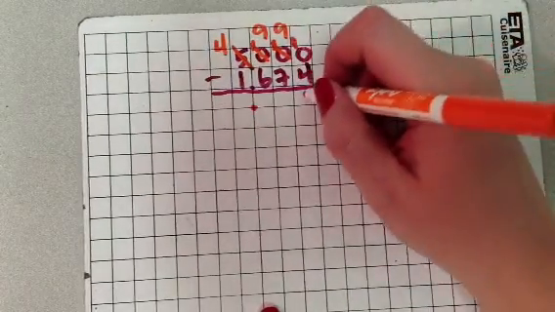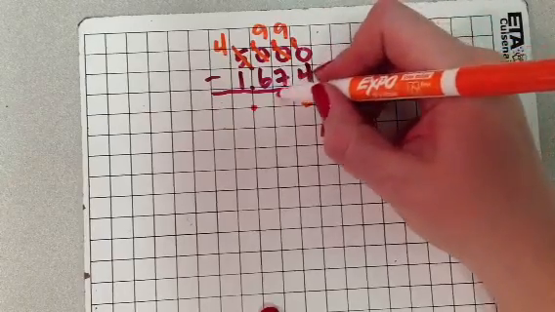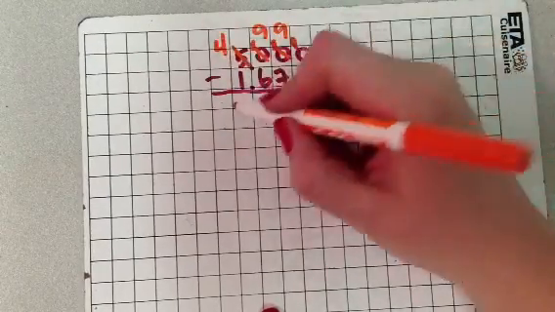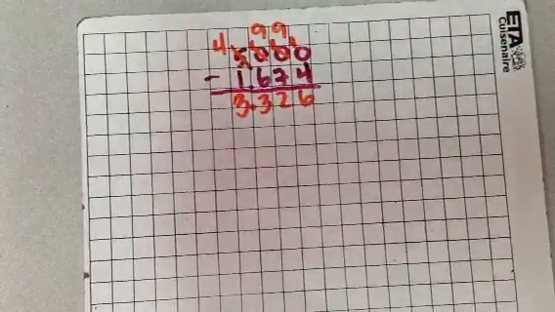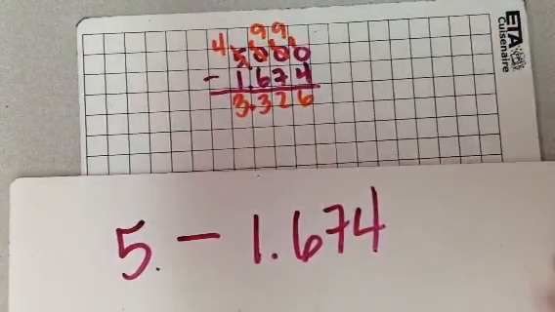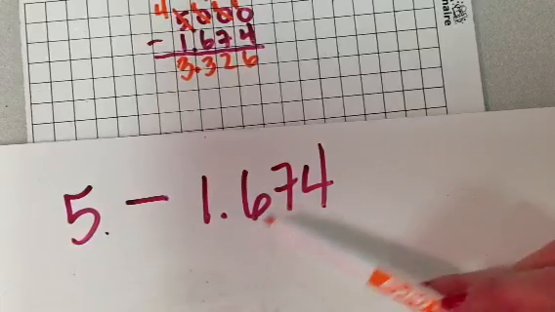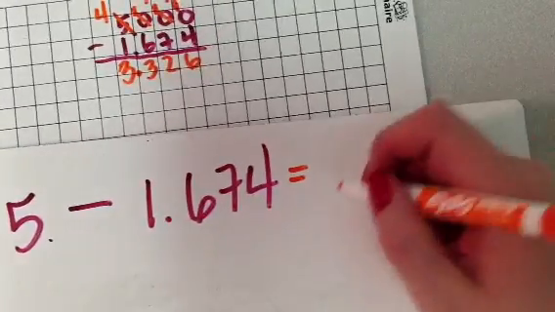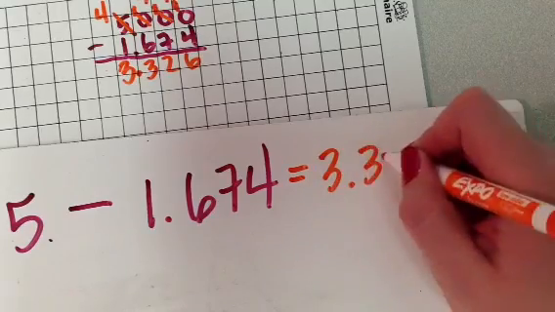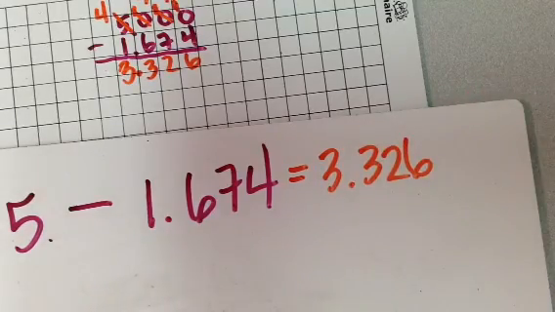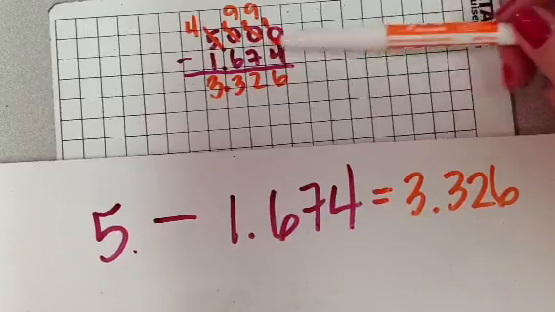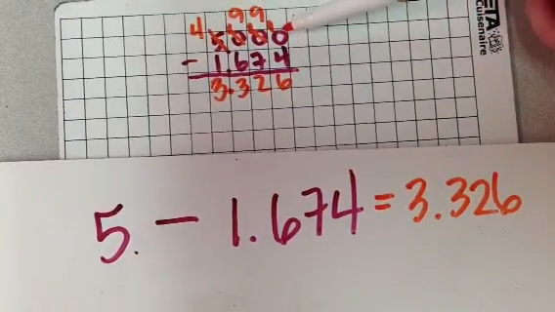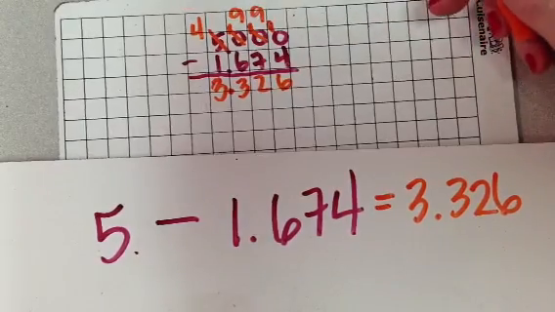Now I have 10 minus 4, which is 6, 9 minus 7, which is 2, 9 minus 6, which is 3, 4 minus 1, which is 3. So in my problem, 5 minus 1 and 674 thousandths equals 3 and 326 thousandths. I can't just bring the 674 down. That's incorrect. I have to fill the spots up here with zeros and then borrow from clear over, okay?